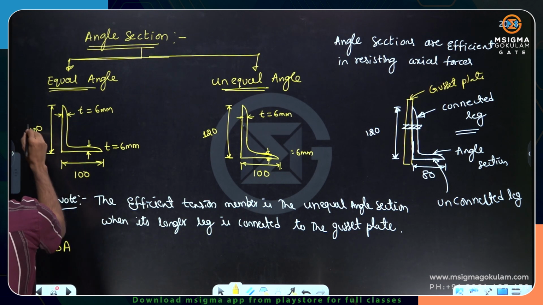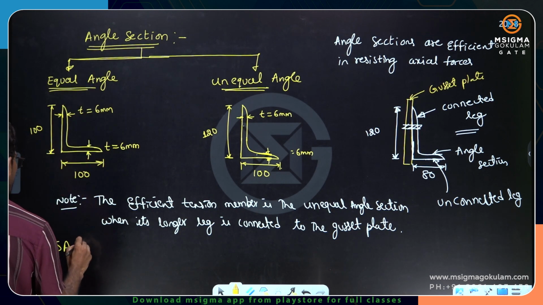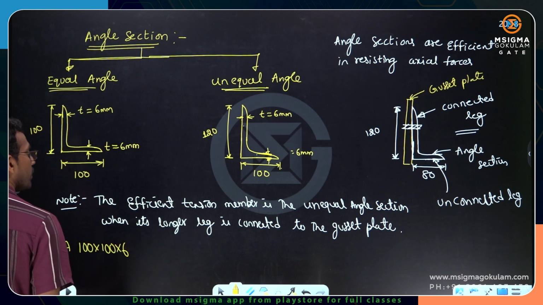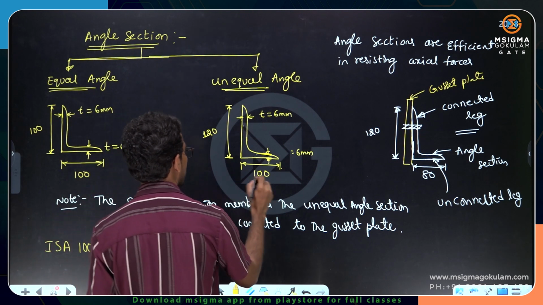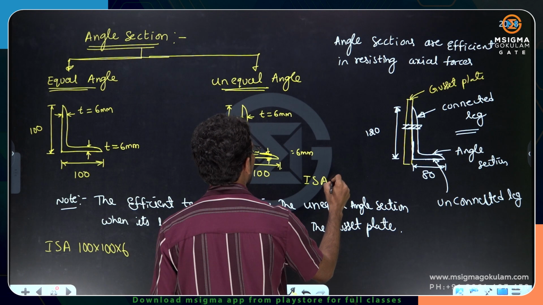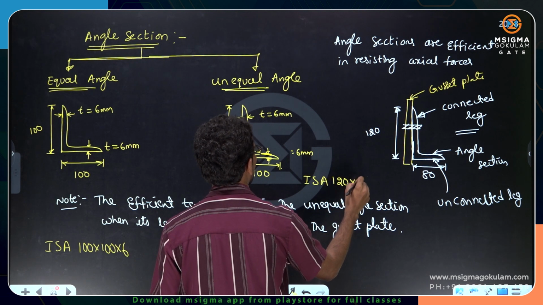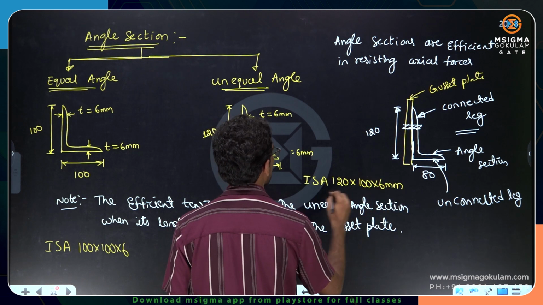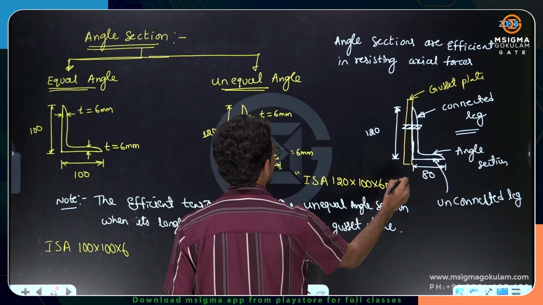But here both the legs are same, that's why it is equal angle. You can represent 100 by 6. Now coming to unequal angle section, this also we can represent. ISA means Indian Standard Angle Section. Longer leg multiplied by shorter leg multiplied by the thickness. So this is how we represent the unequal angle section.